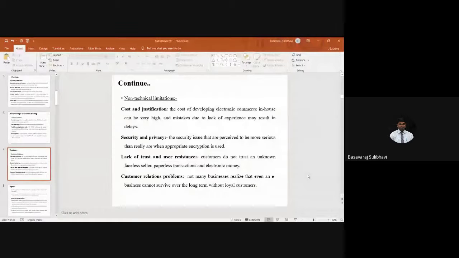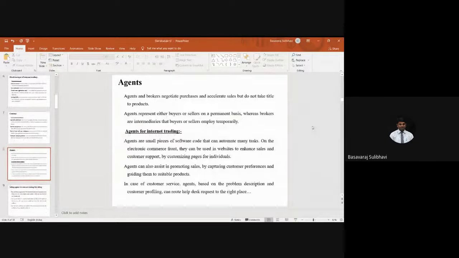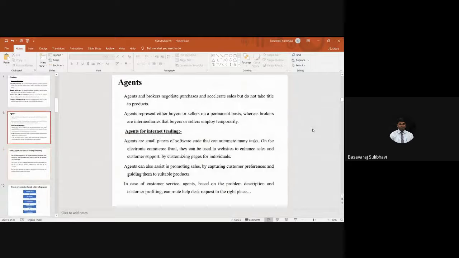Okay. Fine. Next we have agents. These agents and brokers negotiate the purchases and accelerate the sales, but do not take any title of the products. These people help a buyer or a seller to push the product into the market, identifying customers for the sellers, or on behalf of sellers they identify and sell the products. These people are used for increasing the sales for any buyer, but they will never take any title of the product.